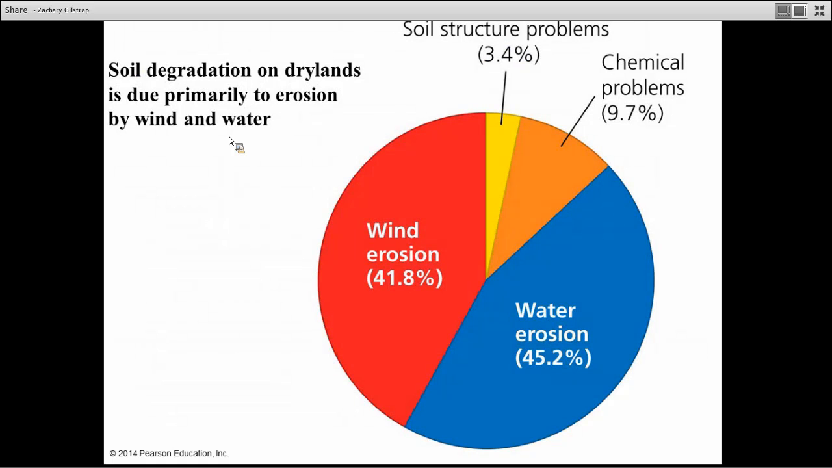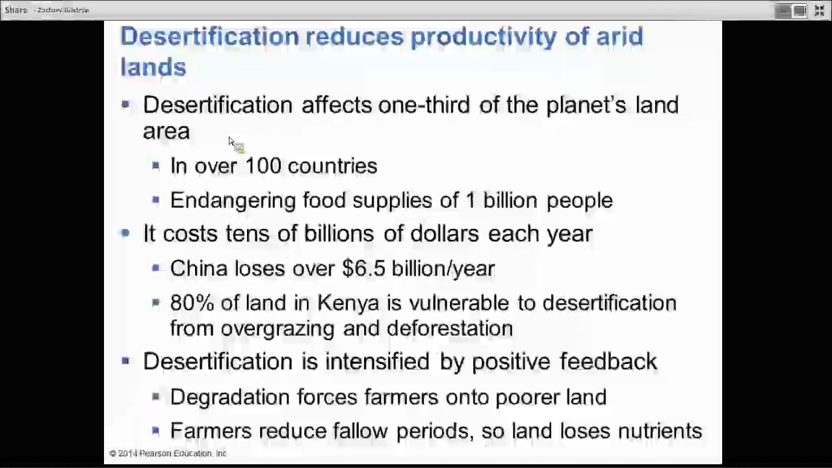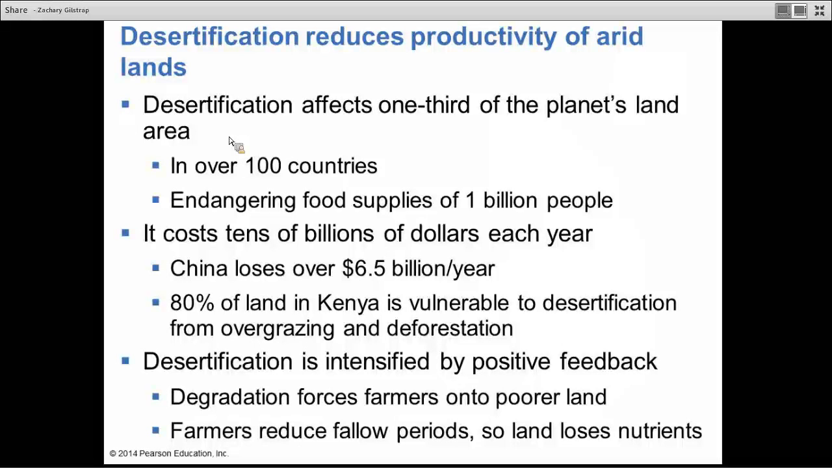Soil degradation on dry land is due primarily to erosion by wind and water. It's rarely a soil structure problem or a chemical problem, although chemical can be significant too. It's often wind or erosion. If there's nothing there to hold the soil there, it will just go with just about anything. So desertification affects 1/3 of the planet's land area in over 100 countries and endangers food supplies for over 1 billion people, and it costs a ton of money to fix every year.